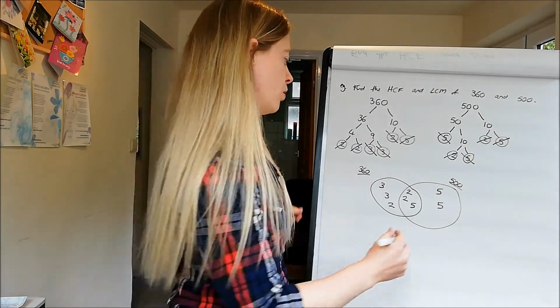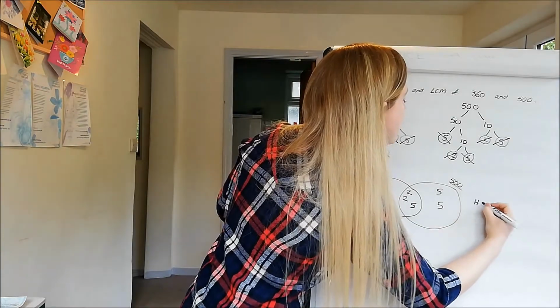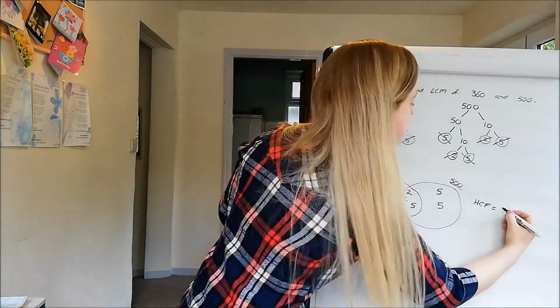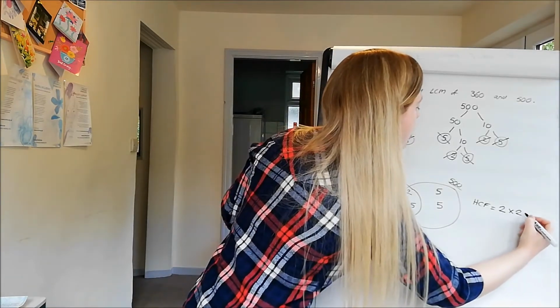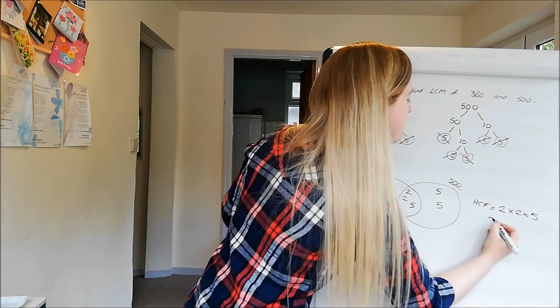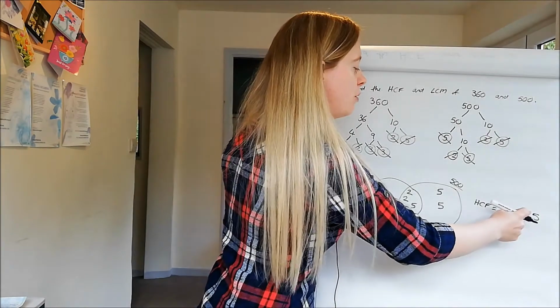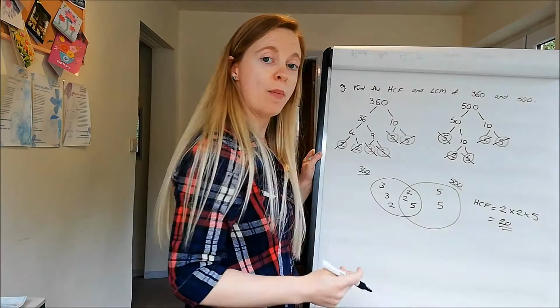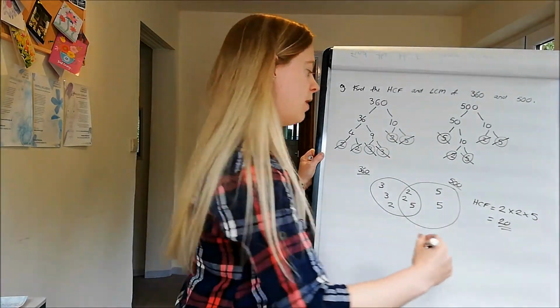Then I can put highest common factor equals, that's the middle of the Venn, so 2 times 2 times 5. 2 times 2 is 4, times 5 is 20. So my highest common factor is 20.